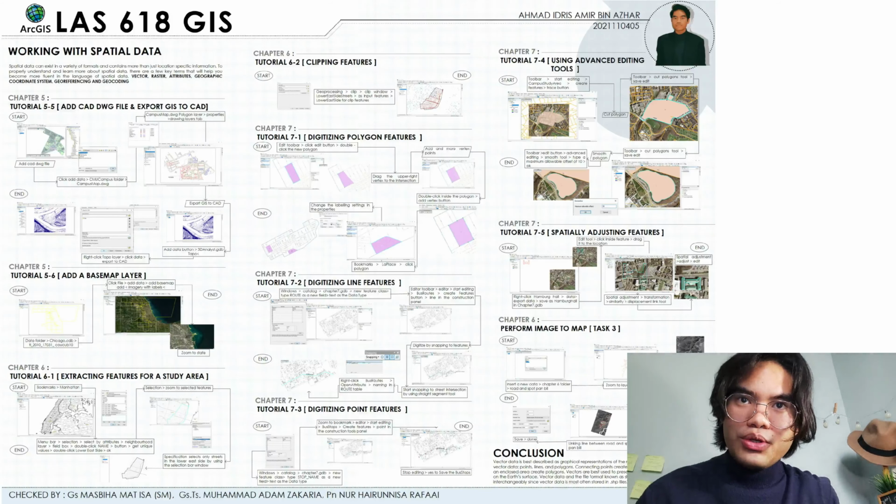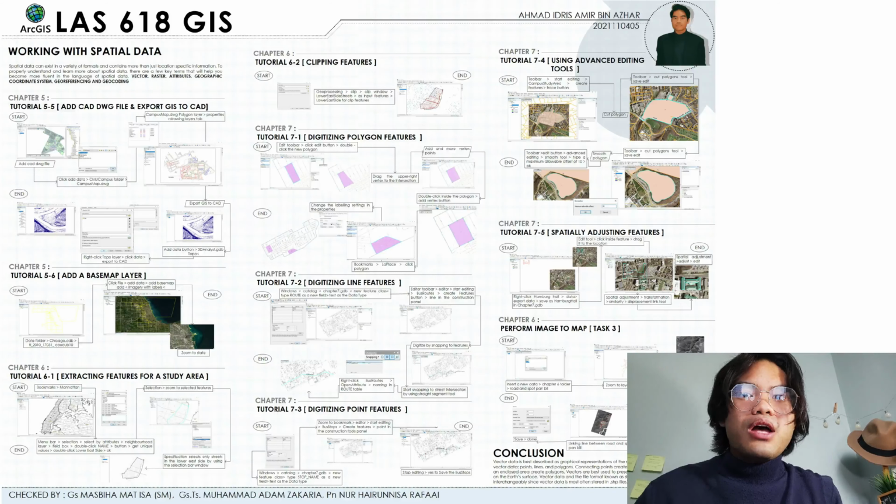Lab 02 consists of 3 chapters, namely Chapter 5, Chapter 6, and Chapter 7, and lastly Task 3. In the meantime, in this book we'll be focusing on how to digitalize, adding drawing in GIS using an advanced tool, adjusting features, and others.